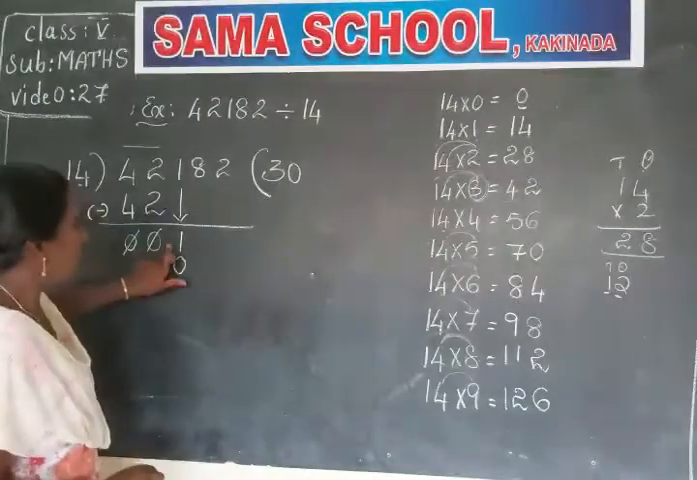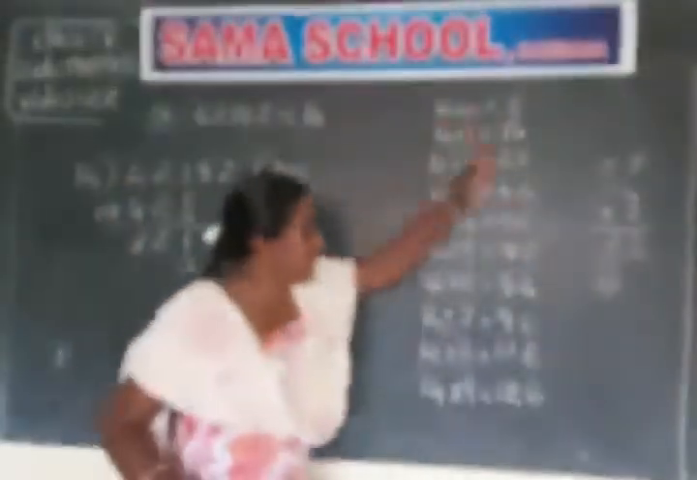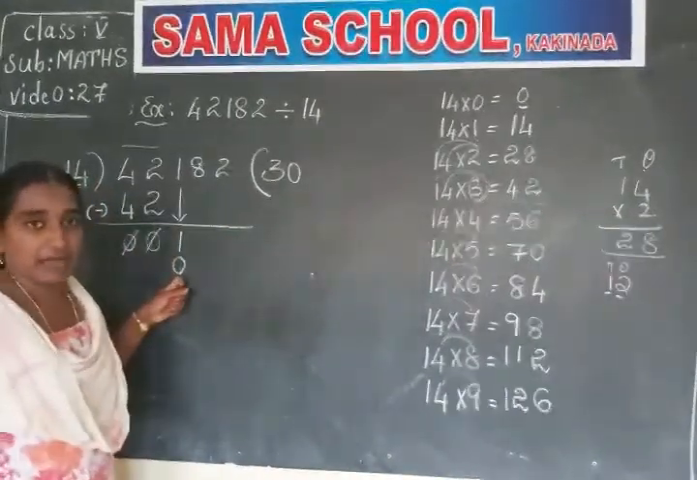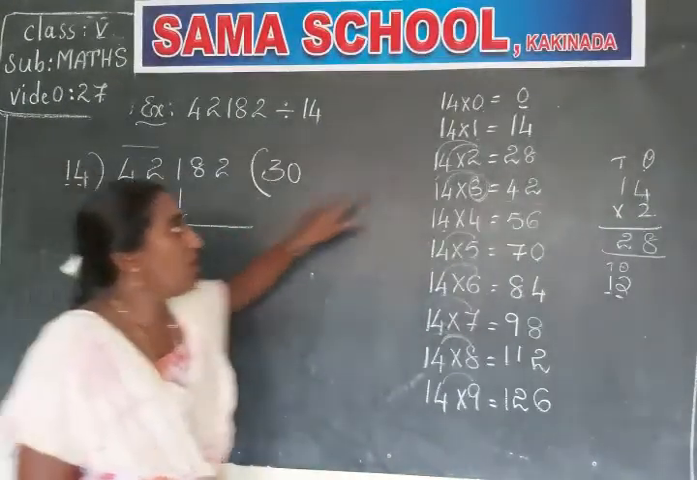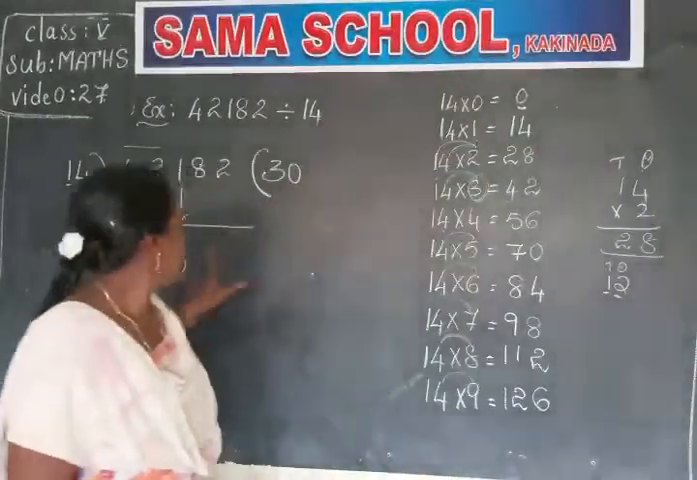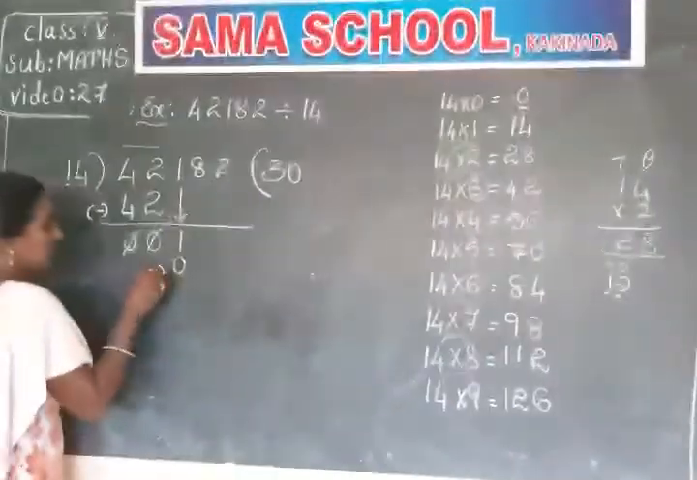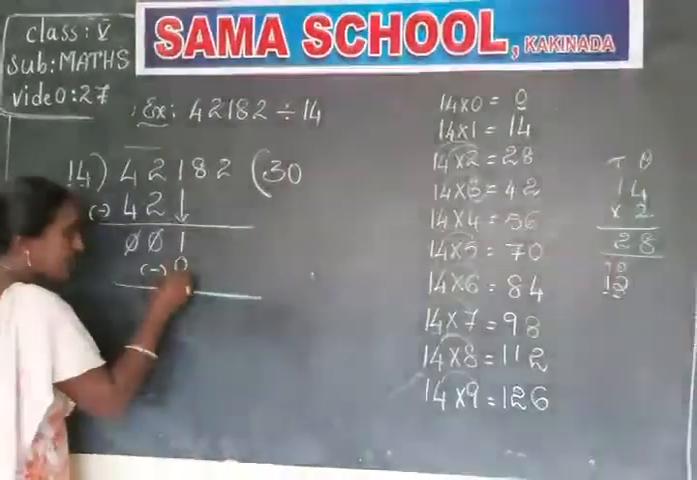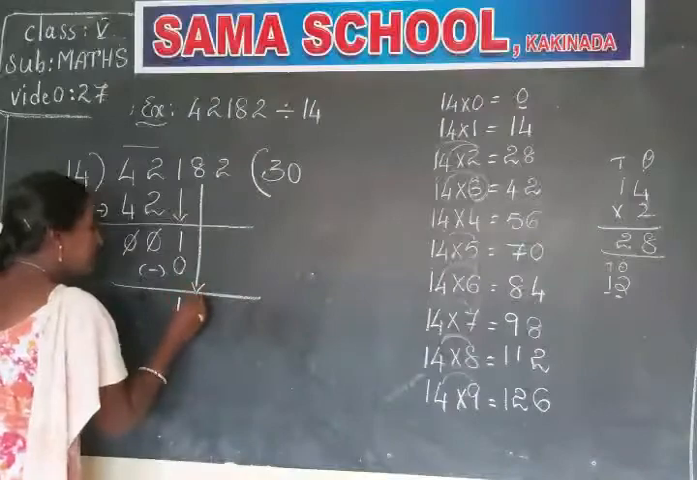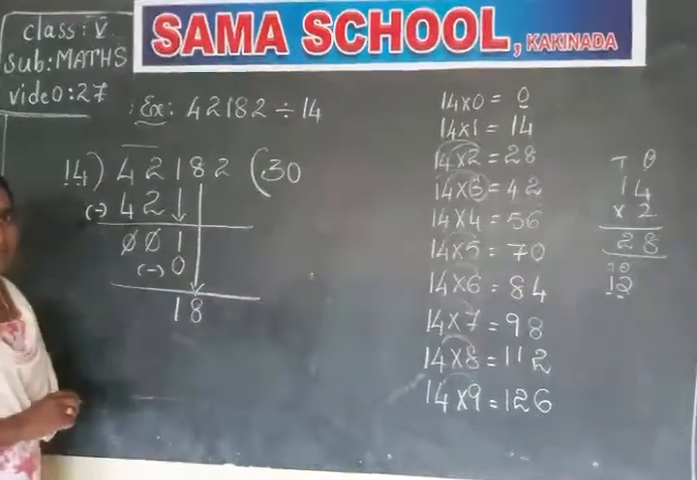Here 1 we got, so 1 is not there in the table. Less than 1, do you find any number in the table? 0 is there. So how many times is it there? 0 times. So 14 zeros are 0. And do the subtraction. 1 minus 0, 1. And bring down the next digit, 18.